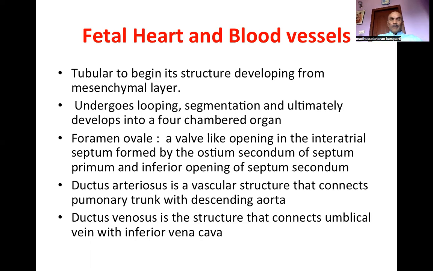Well, the other vascular structure in the fetal life is the ductus venosus. The ductus venosus is the vascular structure that connects the umbilical vein with the inferior vena cava. So the umbilical venous blood goes into the inferior vena cava before it is emptied into the right atrium. So these are the two important vascular structures during fetal life, and an important valvular opening, the foramen ovale, that exists in the fetal heart during fetal life.